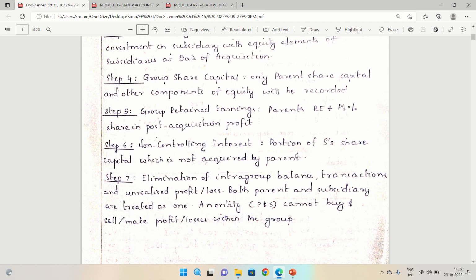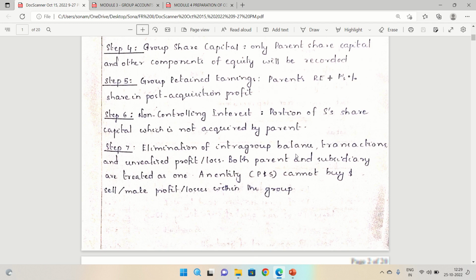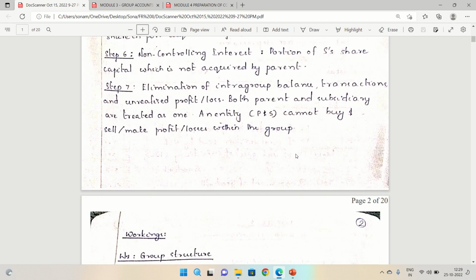And now step 7, the elimination of intra-group balances, transactions and unrealized profit or loss, that we'll see when we come to the calculation. Okay, so both the parent and the subsidiary company are treated as one, and intra-group balances and intra-group transactions are eliminated in the case of the consolidated statement of financial position.